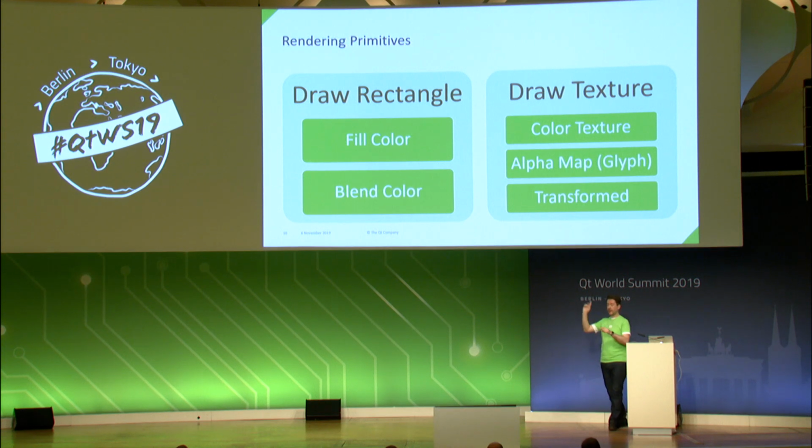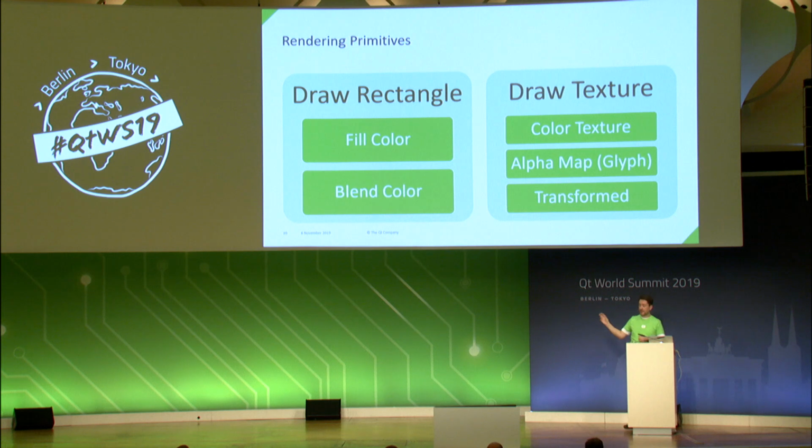Otherwise, when I say color here, I always mean red, green, blue, and an alpha value, so RGBA. But for alpha maps and for glyphs, we have only one value, which is a transparency value. And we combine that with the color of the text that you would like to use. And that's how you blend these two together with the background to produce colored text.